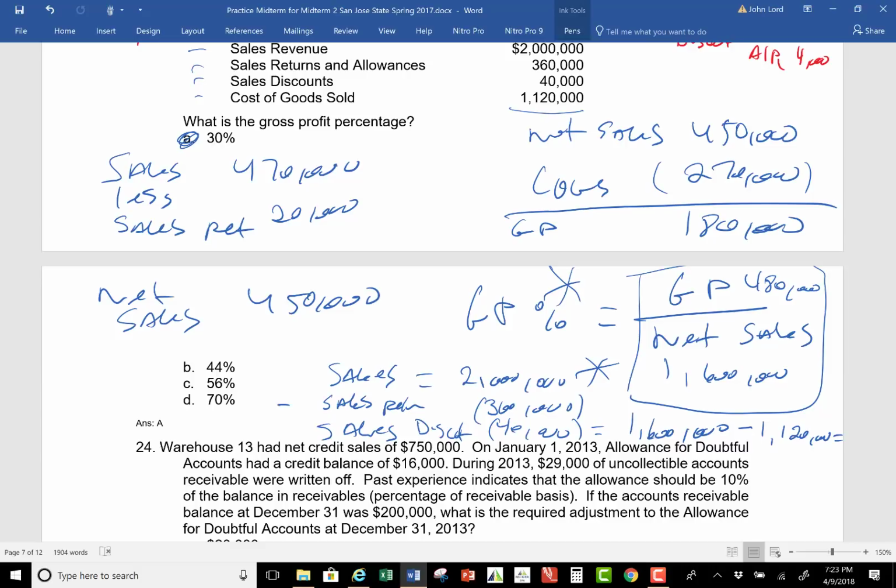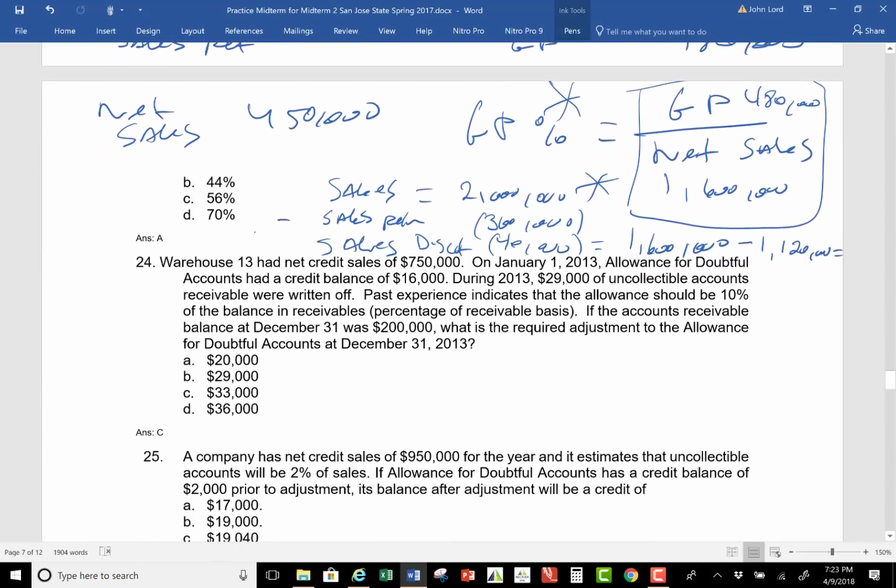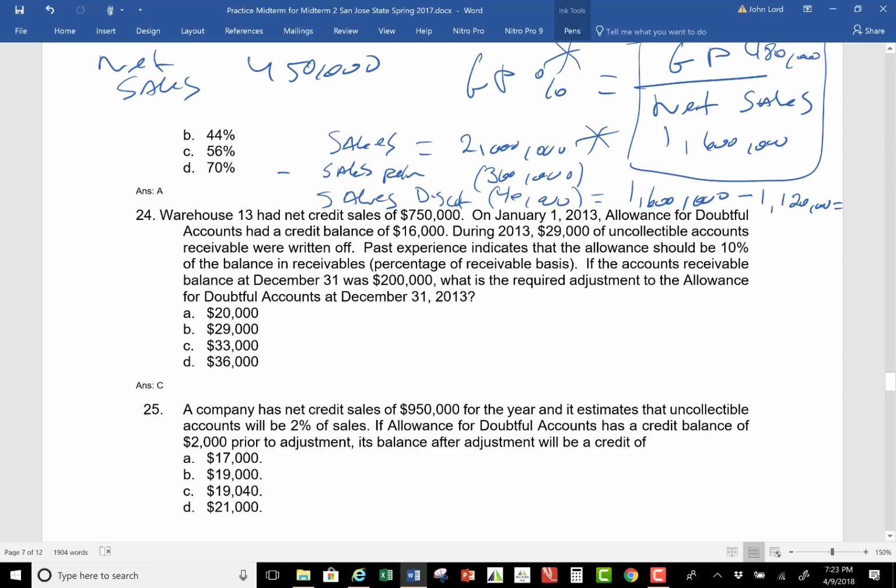Okay, good. Number 24, Warehouse 13 had credit sales of 750,000. On December 31st, 2013, the allowance for doubtful accounts had a credit balance of 16,000. During 2013, 29,000 of uncollectible accounts receivable were written off. Past experience indicates that the allowance should be 10% of the balance in the receivable, so we're using the percentage of receivable method, aren't we?